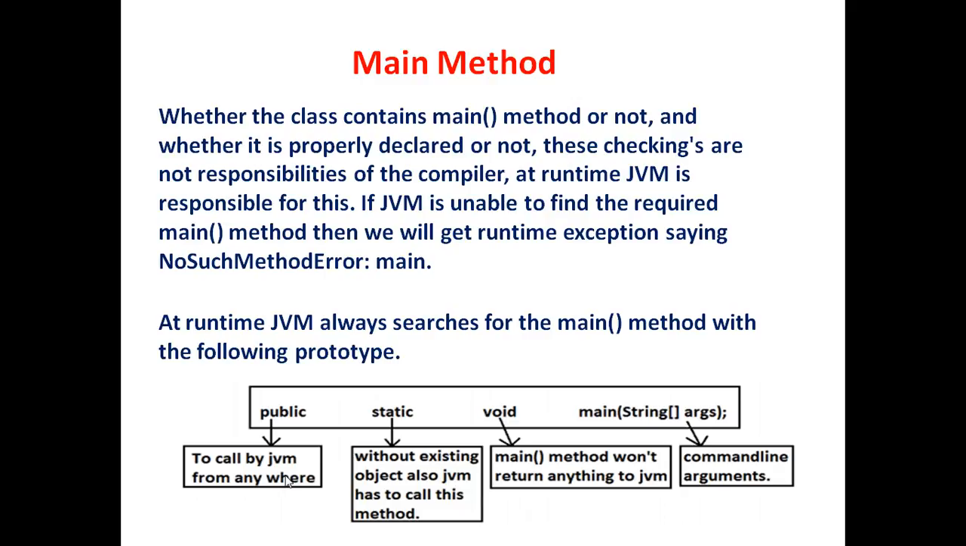Now void is a return type. So main is a method which is returning nothing to the JVM, so that's why the return type is void. And in Java we must specify the return type. Even if you are not returning anything to the JVM, you must write down void. Next is main, which is the name of the method. String array, it's a one dimensional string array, and this is nothing but the command line arguments.